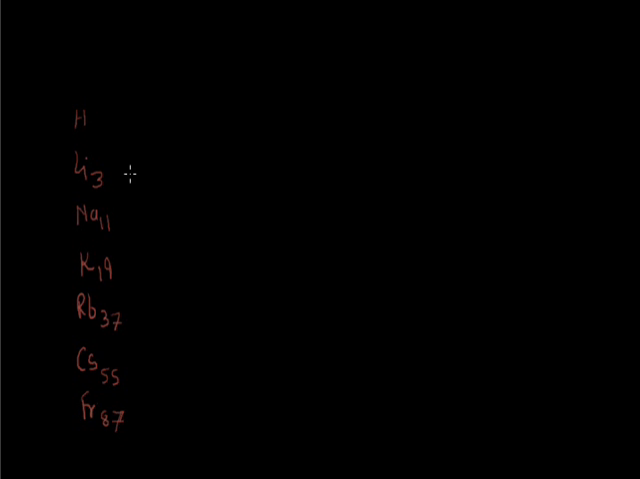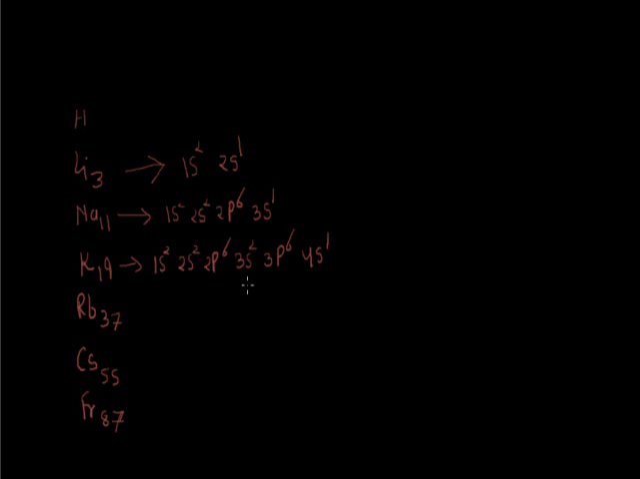Now if we write down the electronic configuration, lithium has 1s2, 2s1, and sodium has 1s2, 2s2, 2p6 and 3s1. Now potassium is 1s2, 2s2, 2p6, 3s2, 3p6, 4s1.